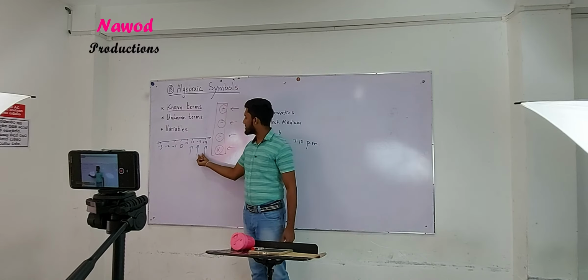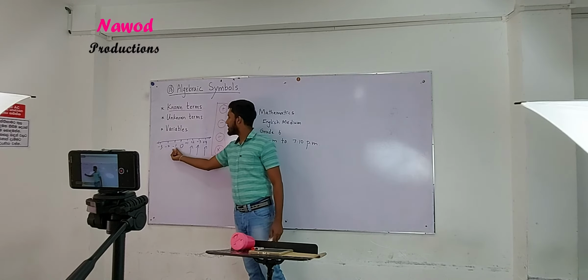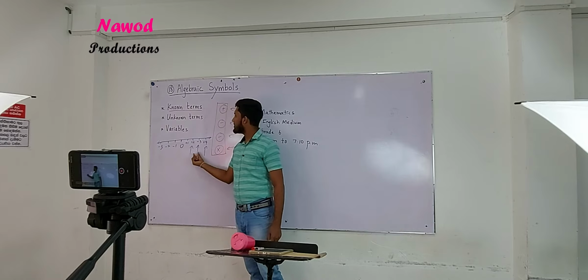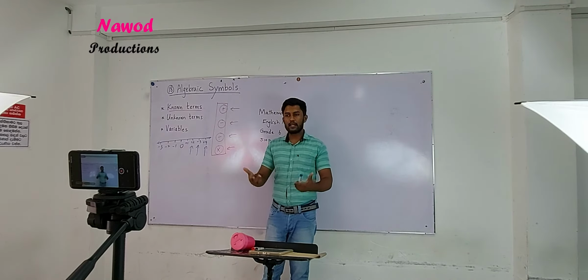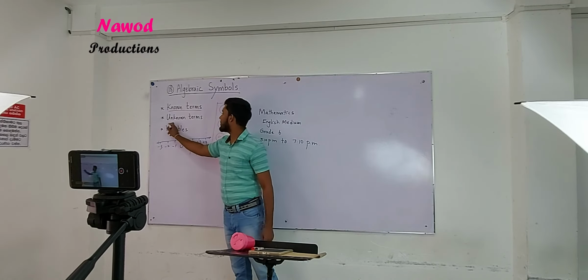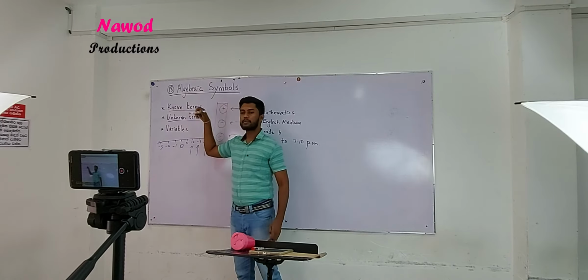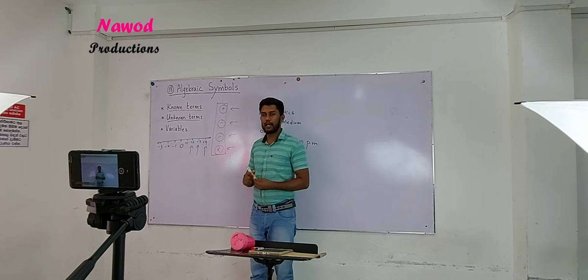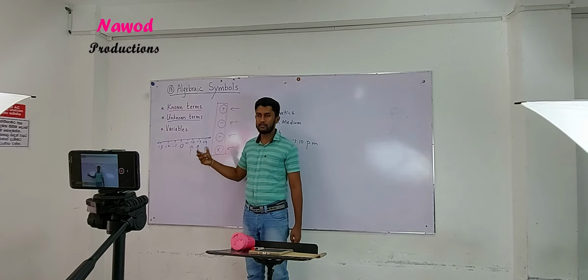Then dear students, here you have the plus values, right? Then you have, after that, next we have the unknown terms. Known terms, we learned that on a number line we can find known terms.